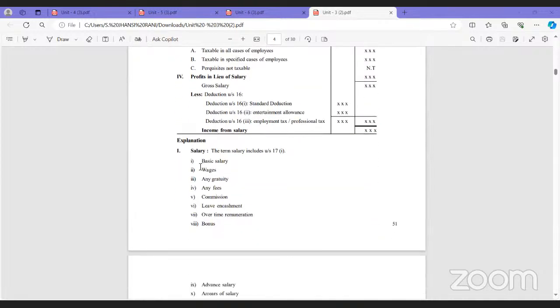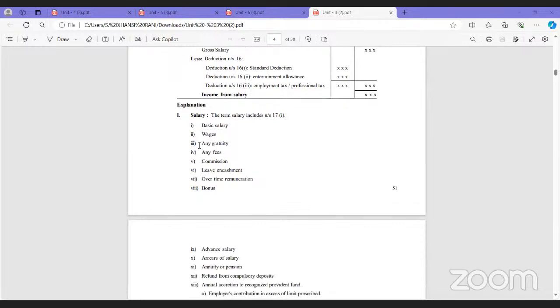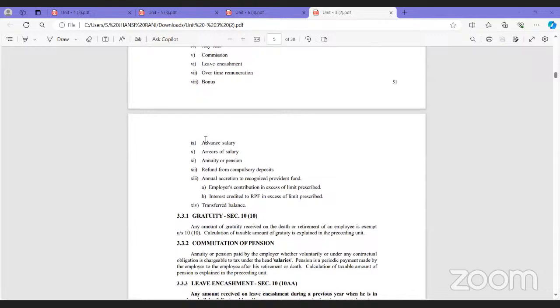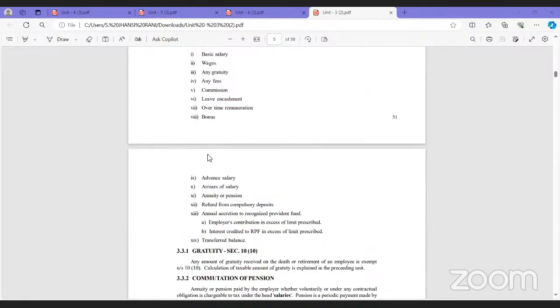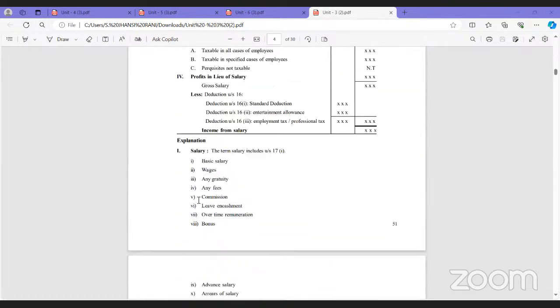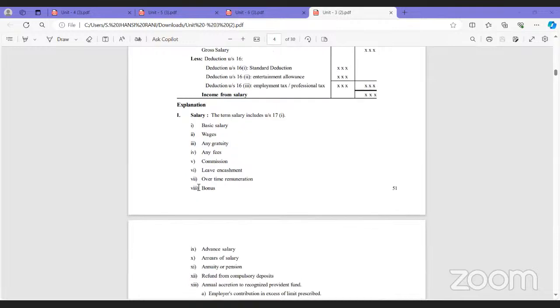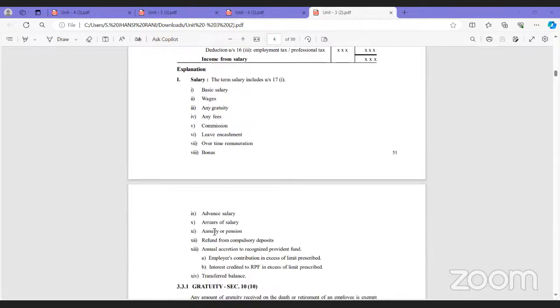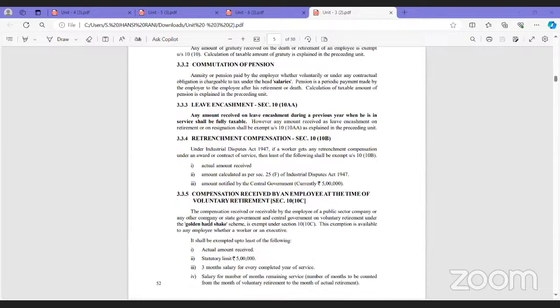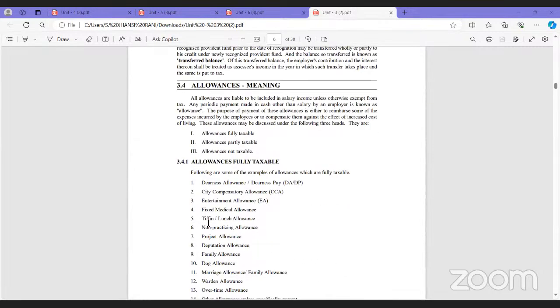So just look at your salary. They have given basic salary, wages, gratuity, any fees, commission, leave encashment, overtime remuneration, bonus. You can see here only a few points were given, but if you go in depth, they have given us bonus, advance salary, arrears of salary, pension, refund from compulsory deposit. So these all come under the head salary. I mean, gratuity, leave encashment. Allowances also, you can just look at it.